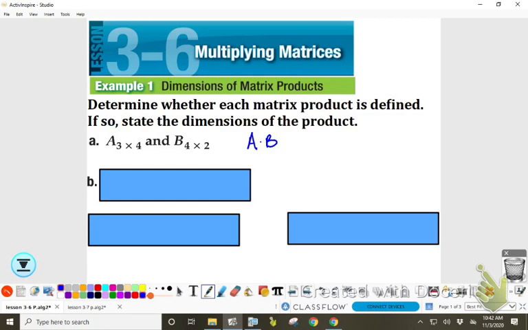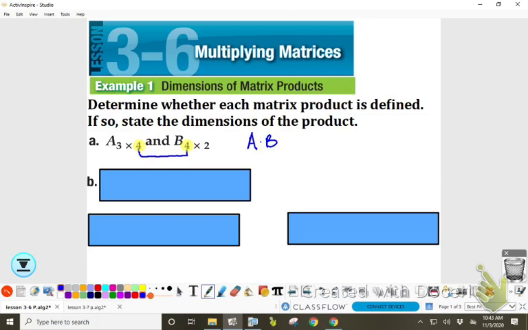So what I would do, when you have a matrix, is first make sure you get the dimensions, and then you write the dimensions beside each other like these two are. And then if these two numbers match, remember this number is the columns of matrix A and this one is the rows of matrix B, so if the columns and the rows match, then you can multiply them. So this one is defined, you can multiply them.